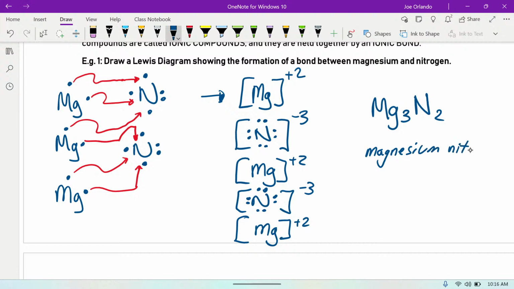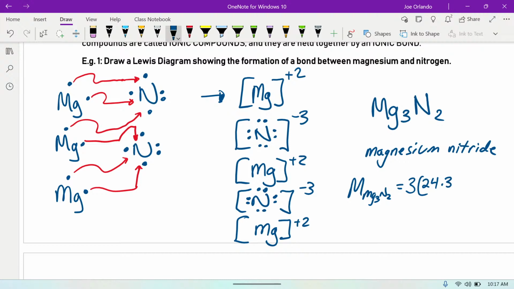If I want to know its molecular weight, what could I do? Or its formula weight? What would I do? Talk to me. Okay, how many magnesiums do I have? So what do I have to do? And what is the molecular weight of magnesium? Is it 24?